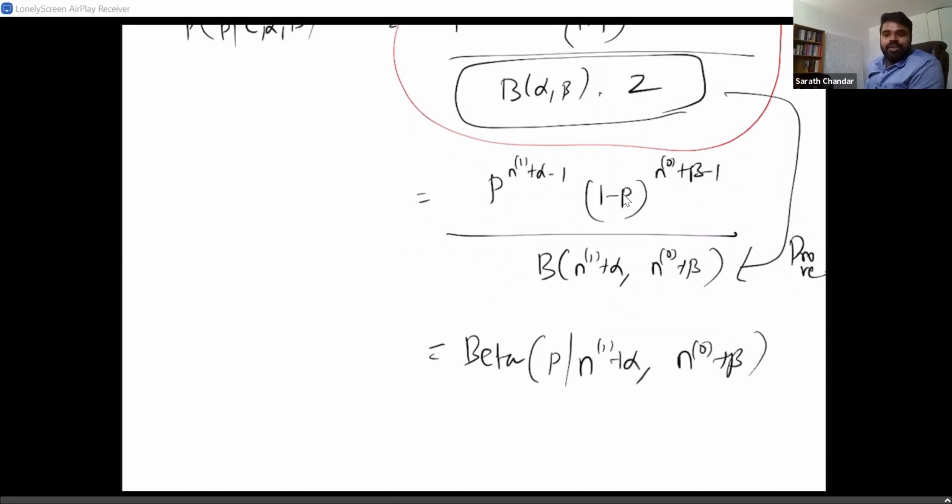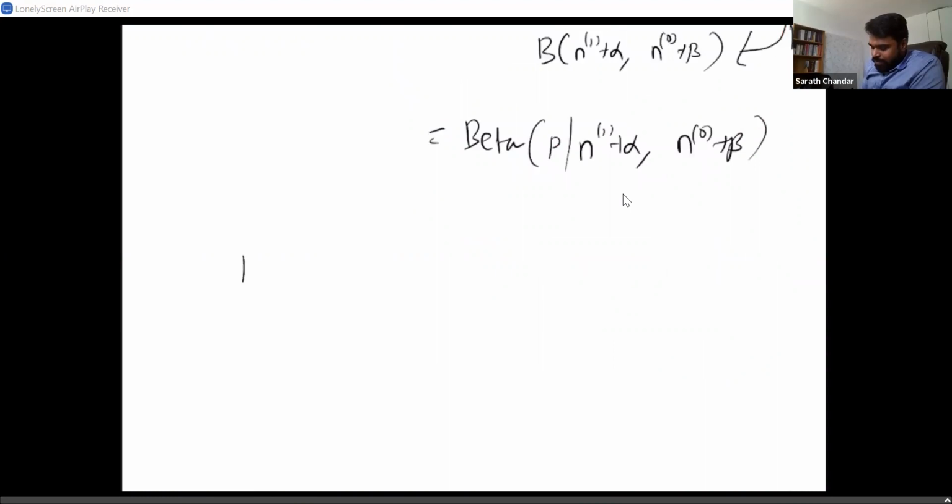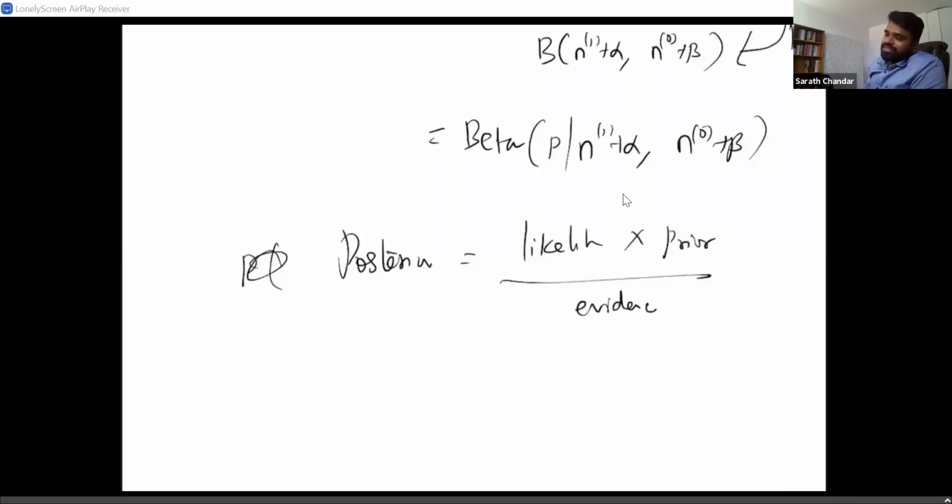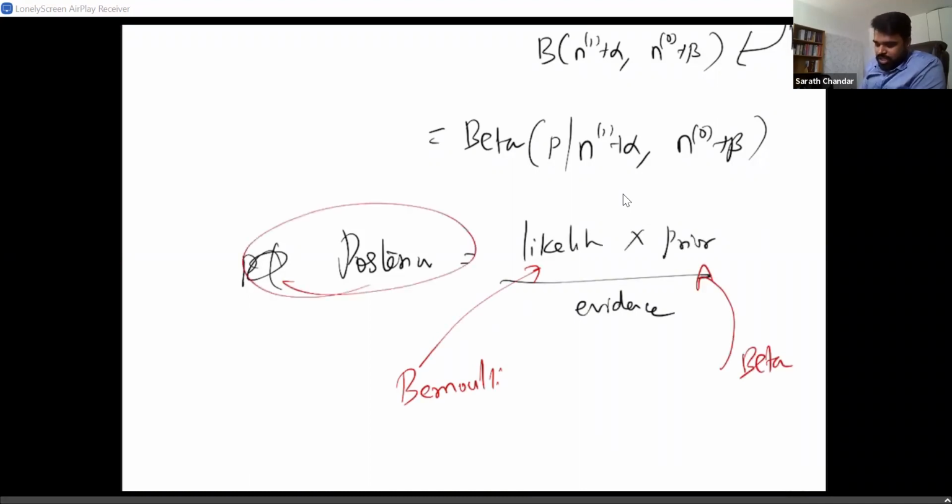Okay. Now, this is beautiful. Why? Because I'm interested in the posterior, which is basically likelihood multiplied by prior divided by evidence. And I told you evidence is a very hard thing to compute, right? Now, we started with a Bernoulli likelihood and a beta prior, and without even computing the evidence, we have a closed form solution for the posterior, which is also a beta, right?